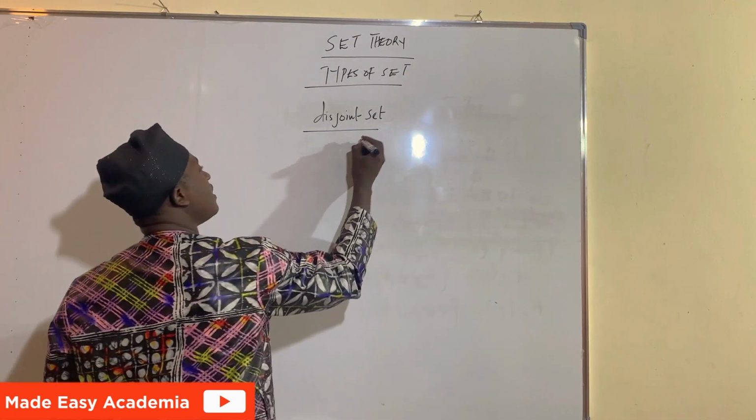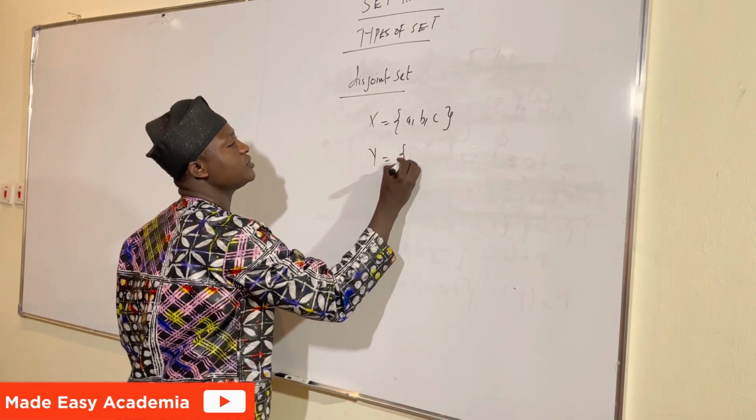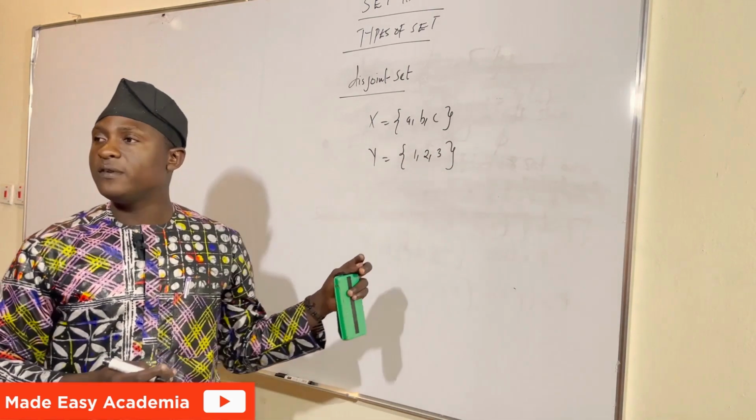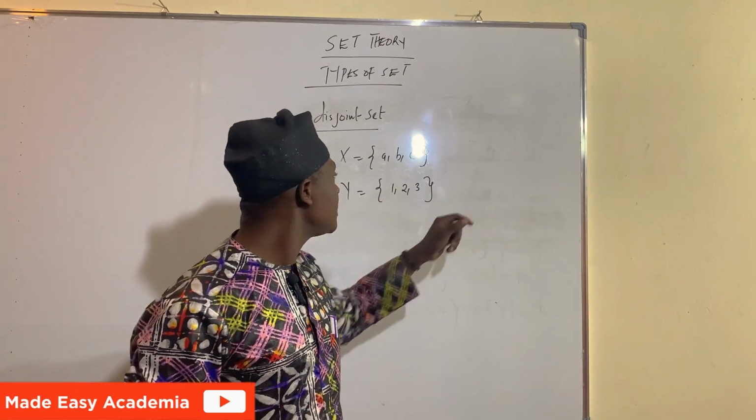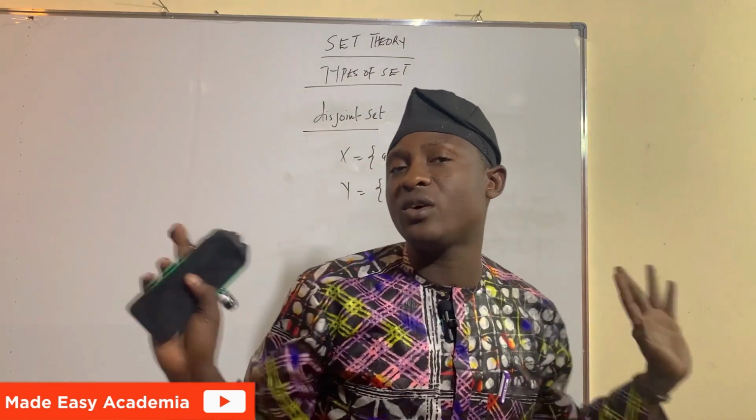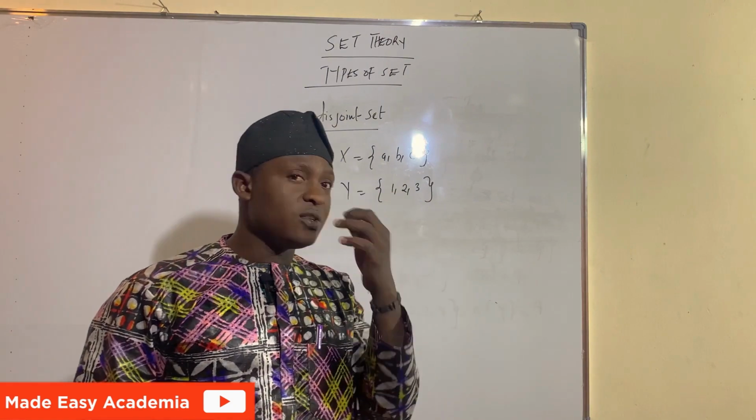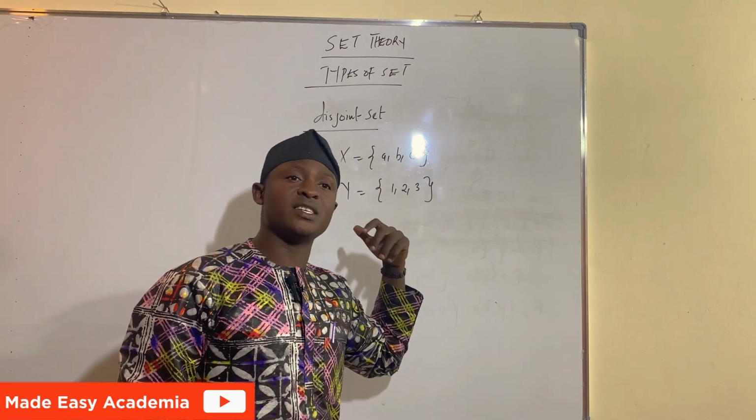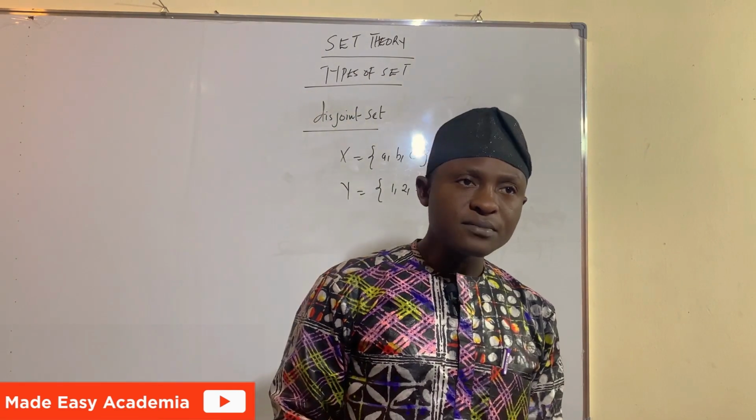For example, let's say we have set X equal to A, B, C. Let's say we have set Y equal to 1, 2, 3. Here, if you look at set X, I have A, B, and C, right? And under set Y, I have 1, 2, 3. So clearly here, the two don't have anything in common. So it's called a disjoint set. Two sets are said to be disjoint if they don't have anything in common. But here you can see they have the same cardinality, right? Because we said sets are said to have the same cardinality if they have the same number of elements.